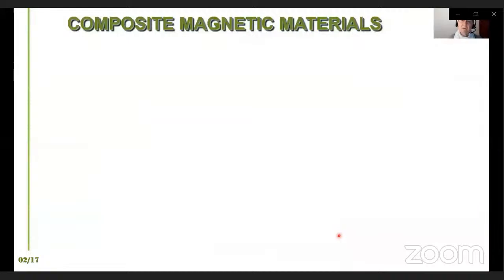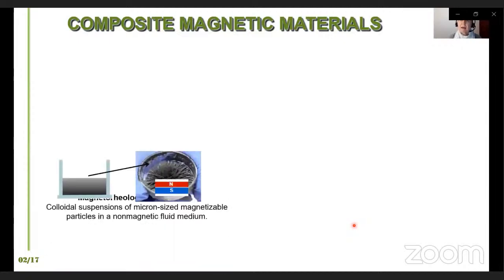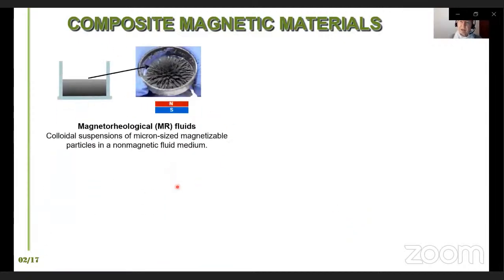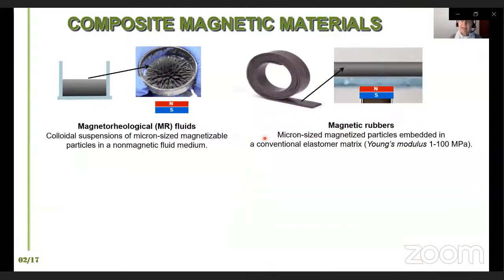The work is focused on magnetic composite materials. And before I explain our composite material, I would like to remind you of two other composite materials that you very probably already know. The first of these materials are magnetorheological fluids. These are colloidal suspensions of micron-sized magnetizable particles in a non-magnetic fluid. Typically, this is an oil. And they form this very nice flower-like structure when they're exposed to a magnetic field. So that's why one can very often see them in science centers or in different science festivals.